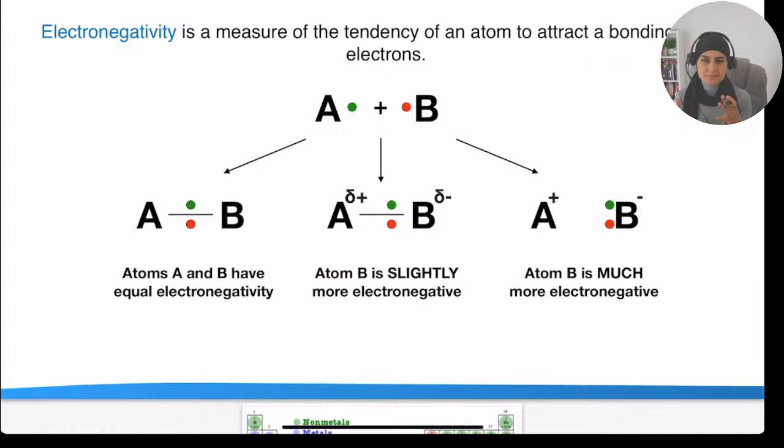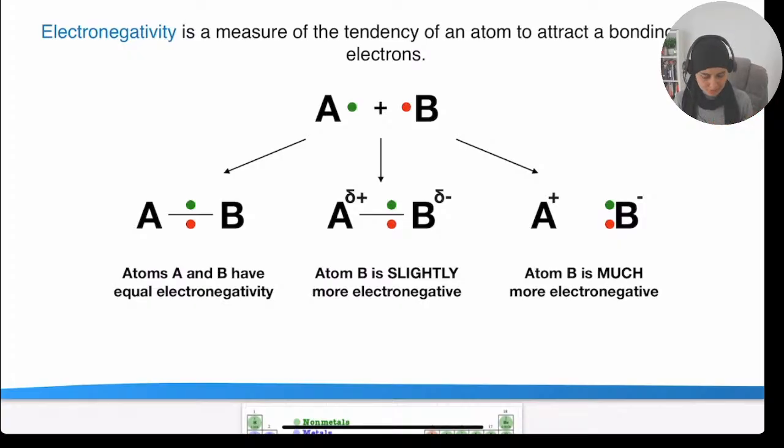So if atom A and B are pulling the bonding pair with equal force to each other, what will happen? Well, the bonding pair would be exactly in the middle, and that is a covalent nonpolar bond. Now, if these two electrons are forming a bond, but atom B is a little more electronegative than atom A, then atom B would attract the electron pair closer to itself, which would make it a polar covalent bond.